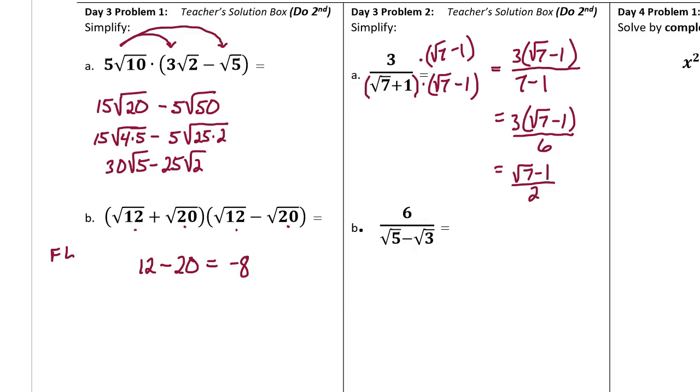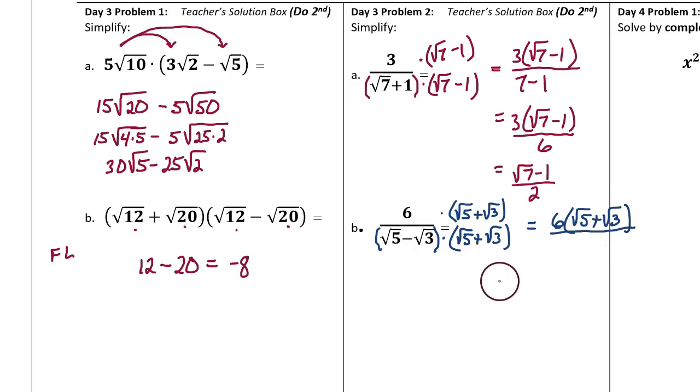Question B, same kind of deal. We have radicals in the denominator. So multiply top and bottom by the conjugate of the denominator. And when you do that, make sure you think of this as being in parentheses. In the top, we have 6 times the square root of 5 plus the square root of 3. And in the denominator, when you multiply these together, you get 5 minus 3, which just makes 2.